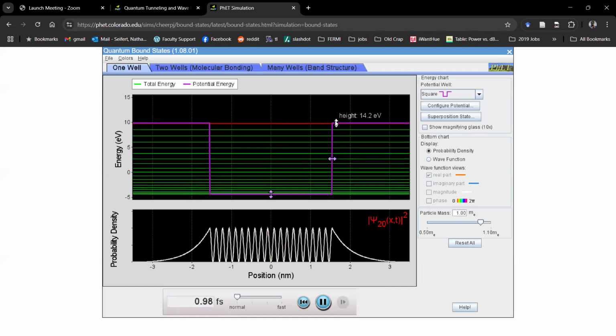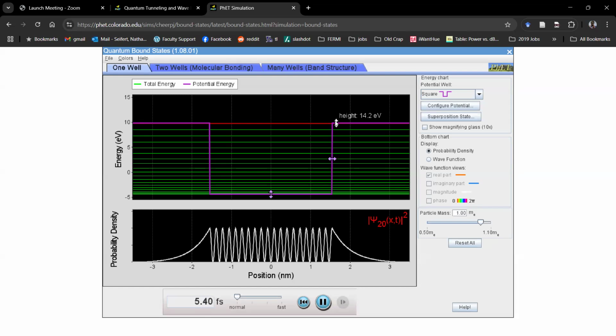I'm still technically bound inside the box, but there's a very high probability I'm going to fly out of the box because I have just enough energy. It's leaky, basically. This leakage just gets bigger and bigger and bigger. And then eventually, once I get above this, my wave function just becomes a flat top distribution, which is what you get for a free particle.